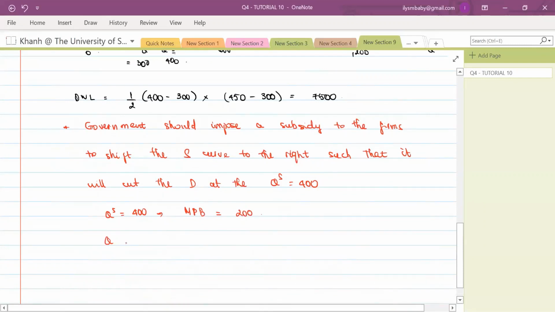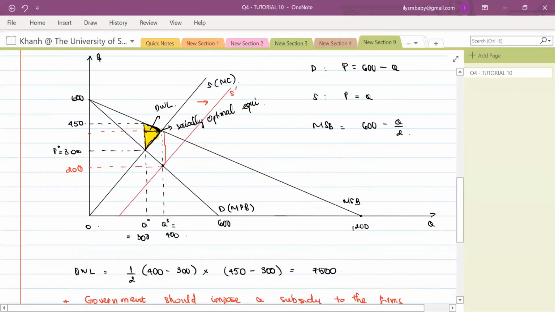Okay, now at the quantity equal to 400, what is the value of the marginal social benefit? And that is going to be the point up here. So the marginal social benefit is here, Q equal to 400, so that becomes 400. So the gap between these 2 points is going to be 200, and that is the amount of subsidy the government should be giving to the firm. So basically the government says, okay, every unit you are producing, so every unit of education you are supplying, you are going to get another 200 per unit.